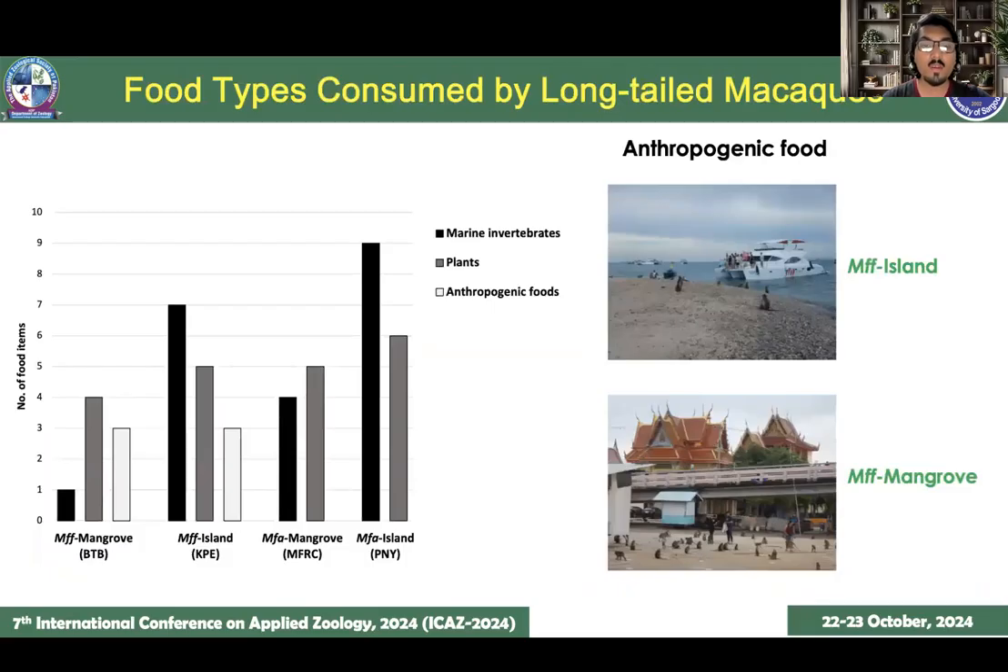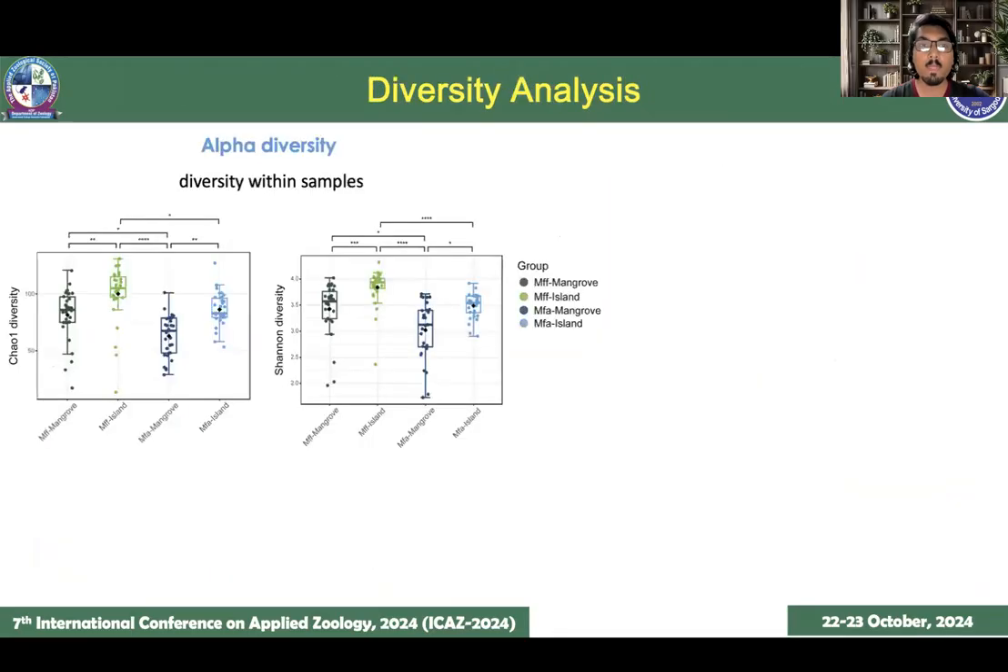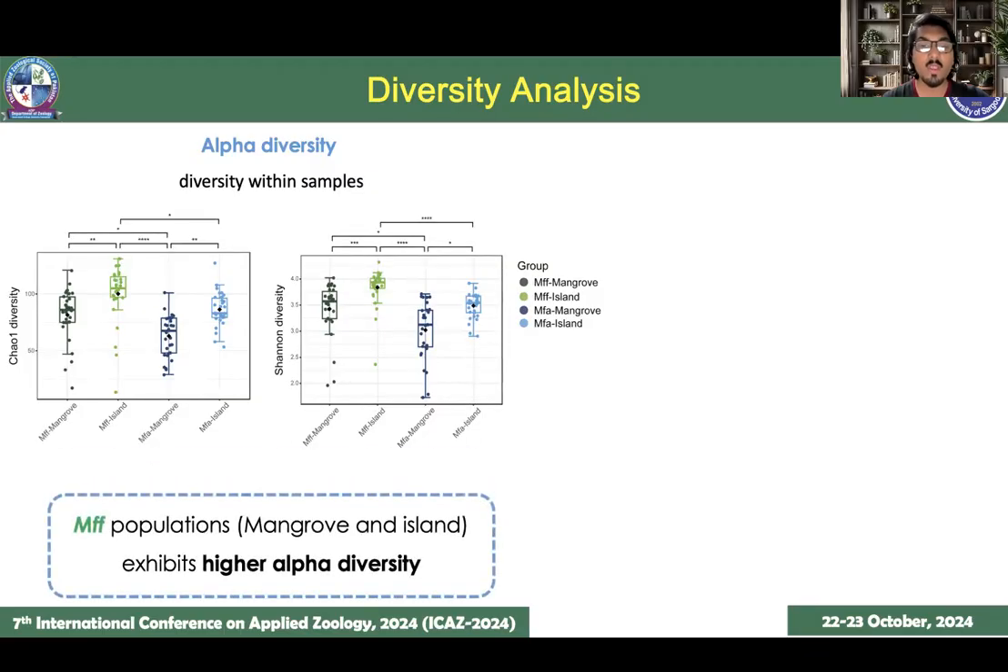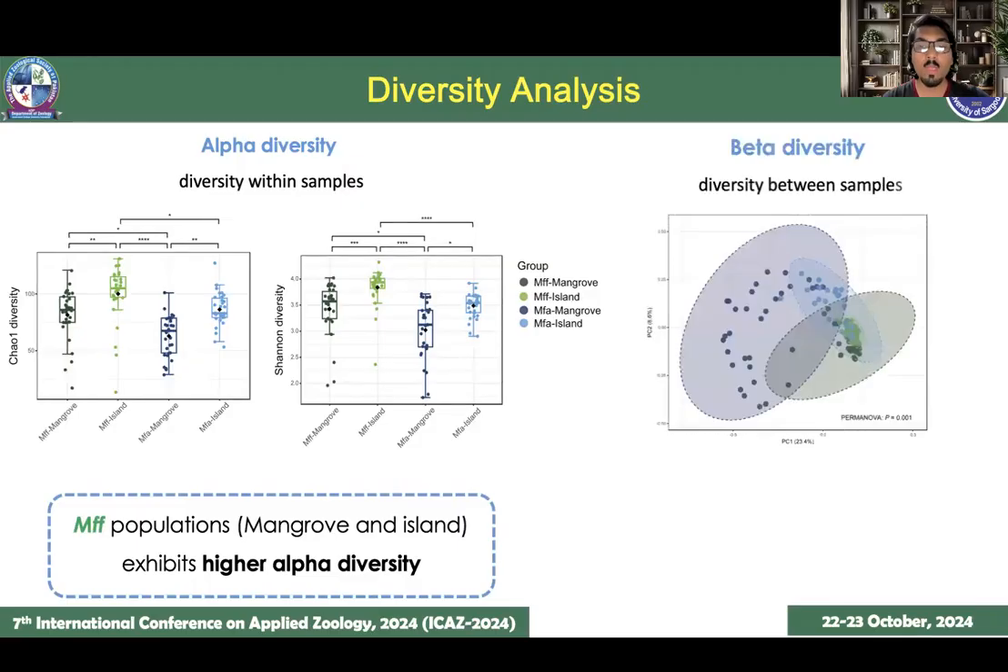The results showed that the two populations of MFF were receiving anthropogenic food from tourists and local people, while the MFA populations were solely relying on their natural habitats. Based on the diversity analysis using Chao1 and Shannon indices, it showed that the MFF populations who were receiving anthropogenic foods in addition to their natural food exhibited higher alpha diversity as compared to the MFA populations. While the beta diversity showed that the MFA mangrove population exhibits distinct bacteriomes.